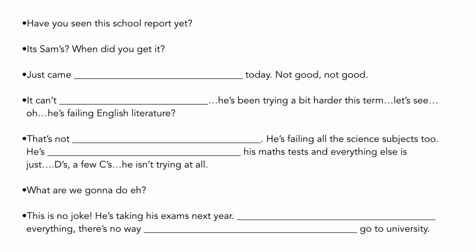Have you seen this school report yet? It's Sam's. When did you get it? Just came in the post today. Not good, not good. It can't be that bad. He's been trying a bit harder this term. Let's see. Oh. He's failing English literature. That's not the worst of it. He's failing all the science subjects too. He's only just passed his maths tests and everything else is just D's, a few C's. He isn't trying at all. What are we gonna do, eh? This is no joke. He's taking his exams next year. If he doesn't pass everything, there's no way he'll be able to go to university.